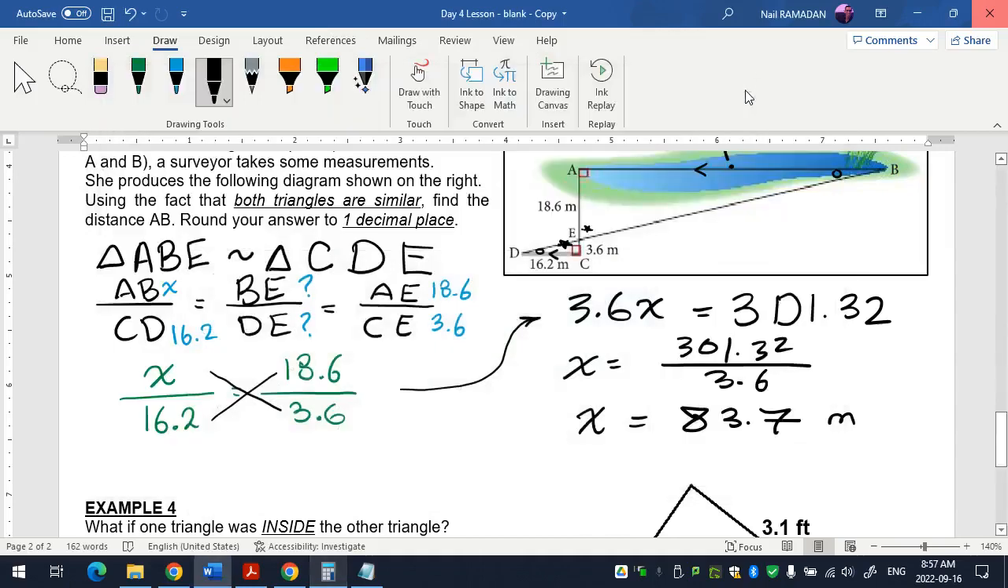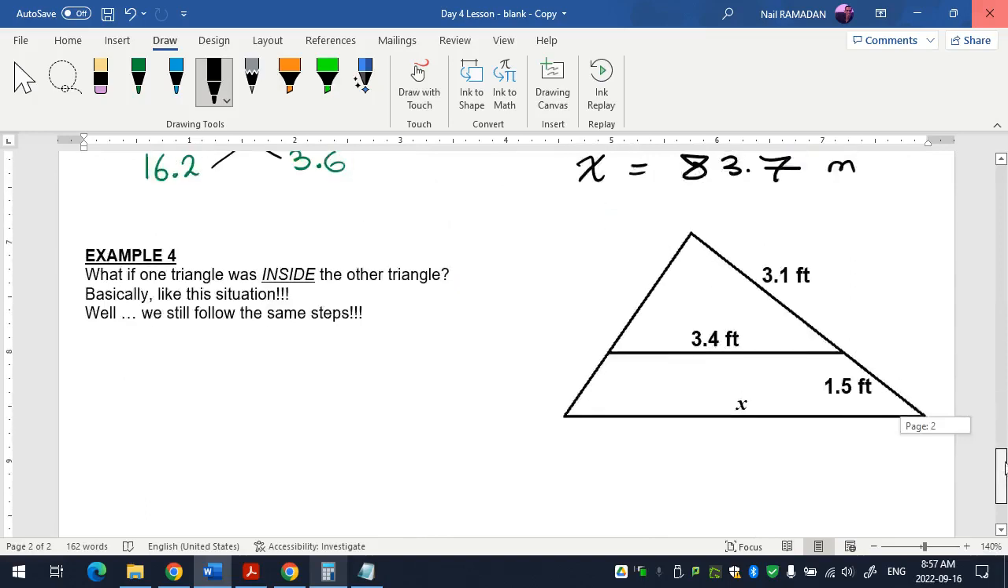I hope so far the idea of similar triangles is sinking in. It's the same process. You just have to translate the word problem into this. Okay, everyone, pencils down now. Let's look at the last one. The last one is always the hardest. Why? Because the triangles are not just touching. One of them is completely inside, absorbed in the bigger one.